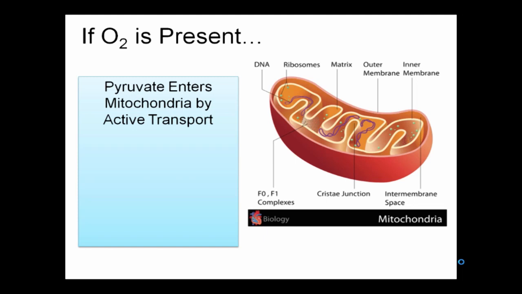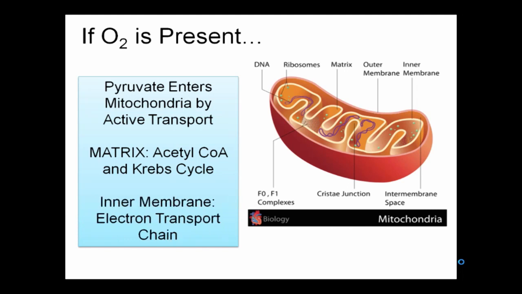So glycolysis has occurred. We have our pyruvate. We have our 2 ATPs from glycolysis and our 2 NADHs. So from here, pyruvate is going to enter the mitochondria by active transport. It's going to enter into the matrix, where it's going to be converted into acetyl-CoA and then go into the Krebs cycle, where we're going to make more reduced electron carriers that will then enter the electron transport chain and make the bulk of the ATP through chemiosmosis.